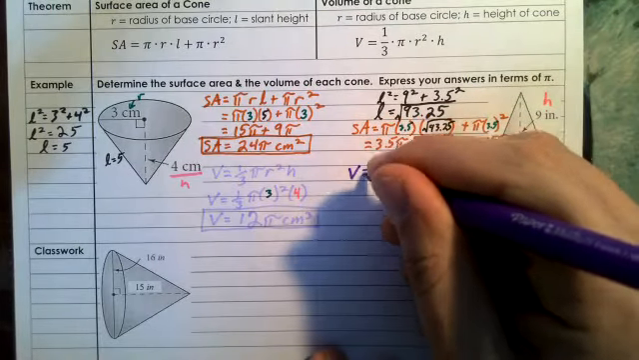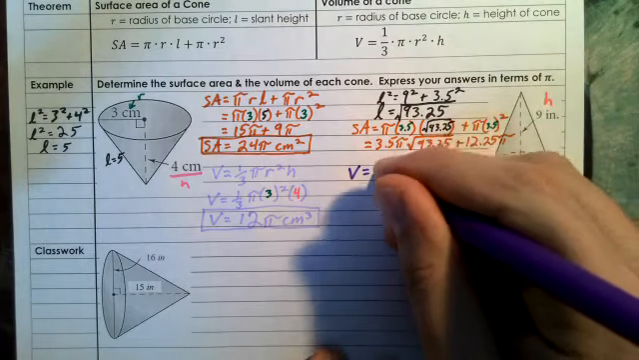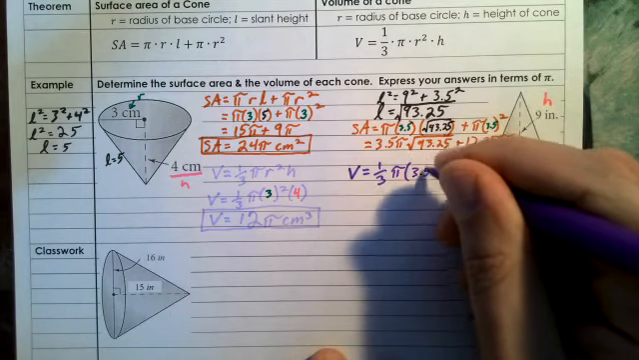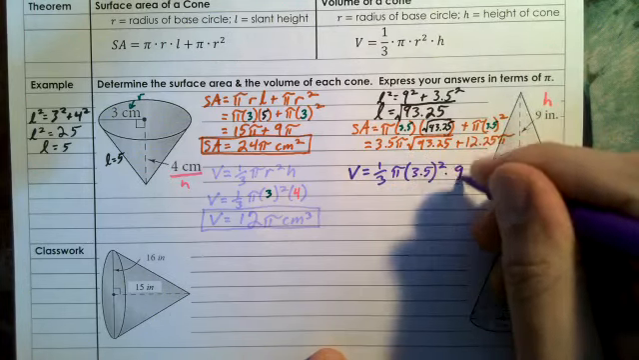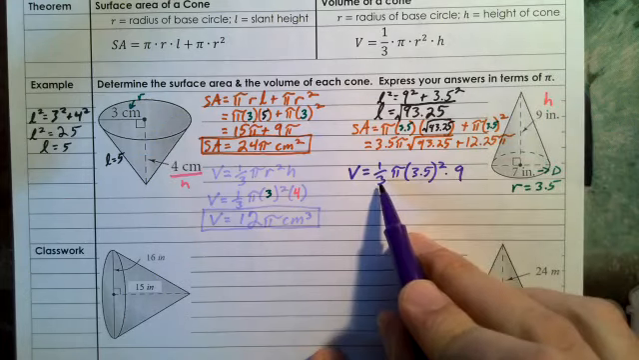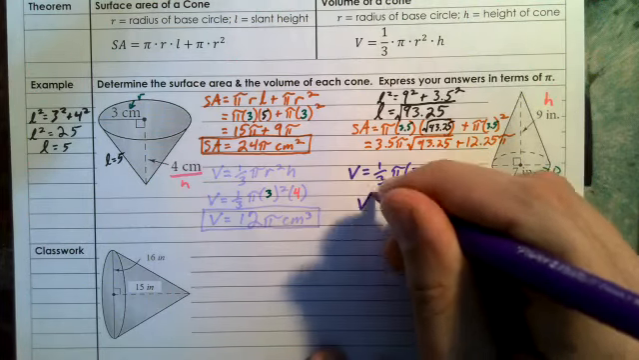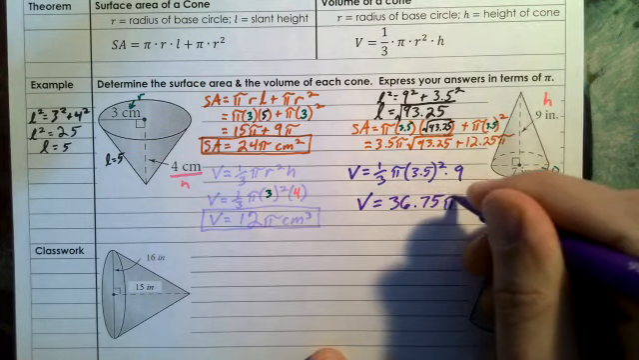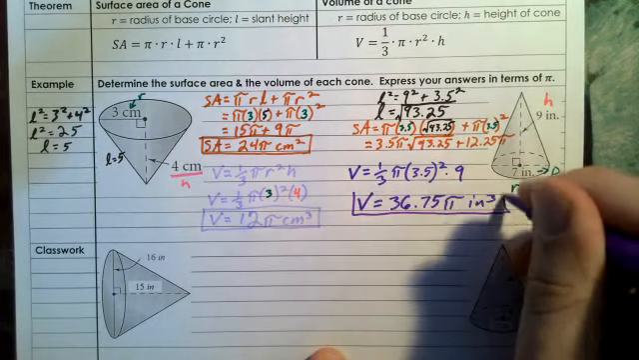Our volume, I think, is going to be a little bit nicer because we don't need to use this 93.25. Our volume is going to be 1/3 pi our r squared, which is 3.5 squared, times the height, which is just this 9. So 1/3 of 9 is 3, so we just need to do 12.25 times 3. So our volume is 36.75 pi inches cubed for our volume.